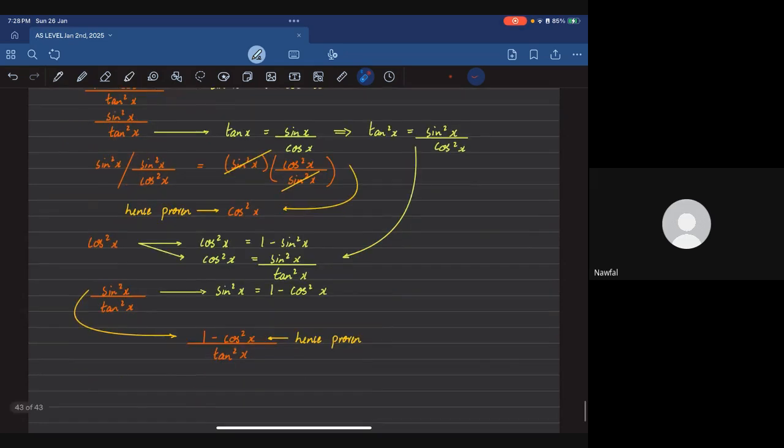Over here, you were given cos square x, and in order to convert it to sine square x over tan square x, you needed to manipulate an already given identity, which was that tan square x is equal to sine square x over cos square x. Then you would have simply written it as cos square x tan square x is equal to sine square x. And then this would have been written as cos square x is equal to sine square x over tan square x. Clear?